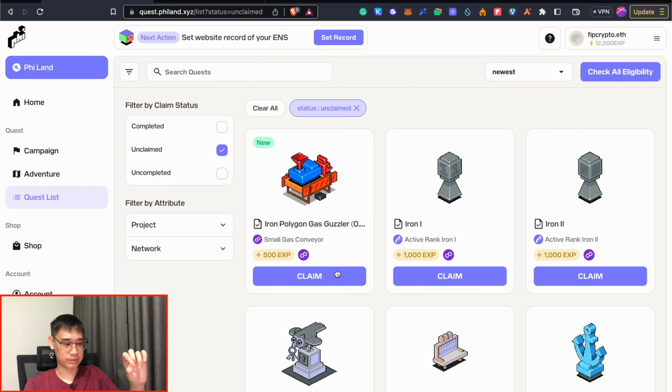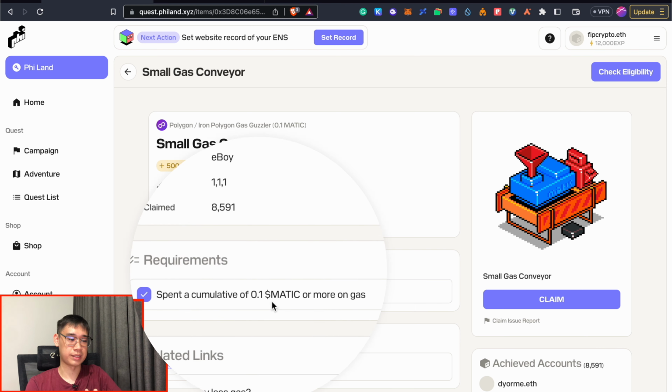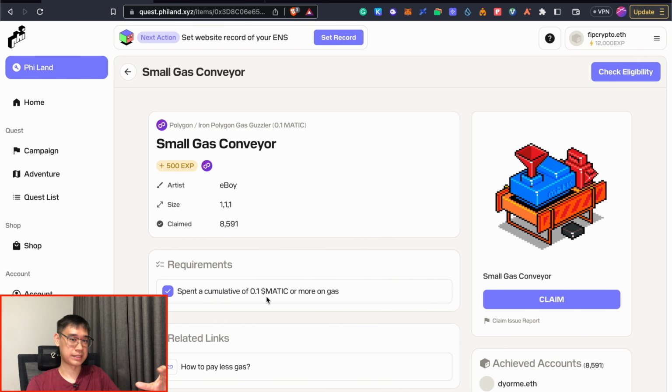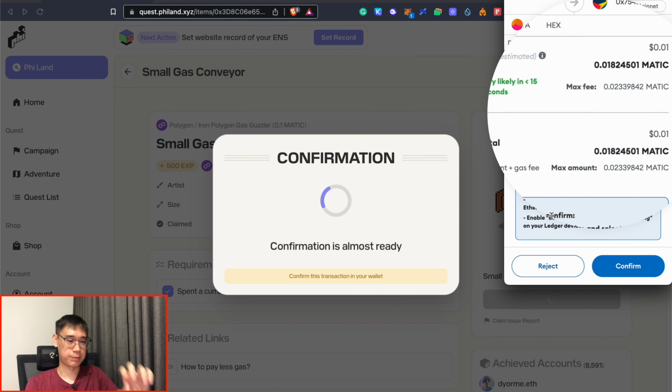So for example, this is the Iron Polygon Gas Guzzler item. I met this requirement because I spent more than 0.1 Matic in gas fees on the Polygon network. So once you have met the criteria, you'll be able to claim this object. So this will cost you some gas fees as well in Matic.